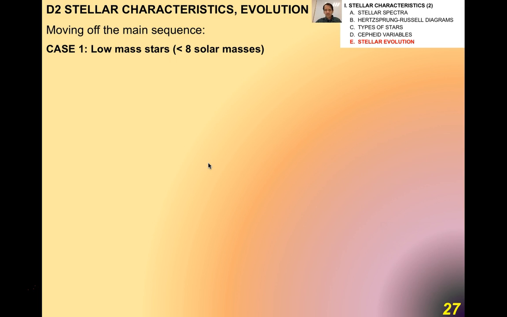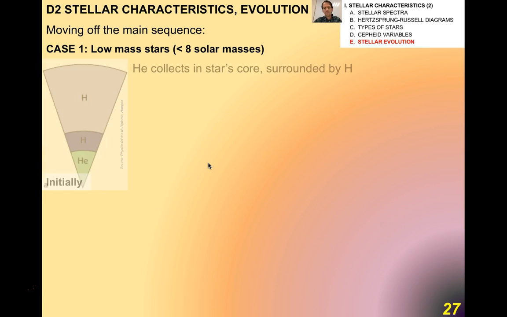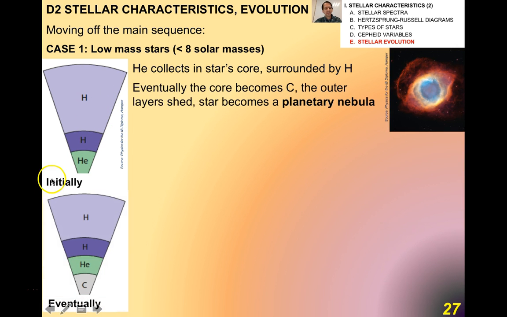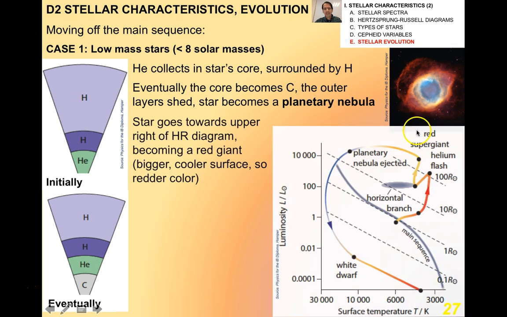Number one, the first case is going to be relatively low mass stars. And I mean stars that are less than about 8 solar masses, okay? What happens is this. Helium collects in the star's core, and it's surrounded by 2 layers of hydrogen. You don't need to know the great details of this, okay? But eventually the core becomes carbon, and the outer layers shed, and the star becomes a planetary nebula, which is a really beautiful thing that looks like that, okay?